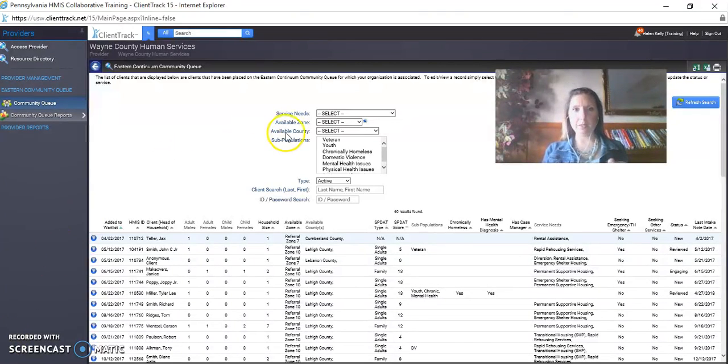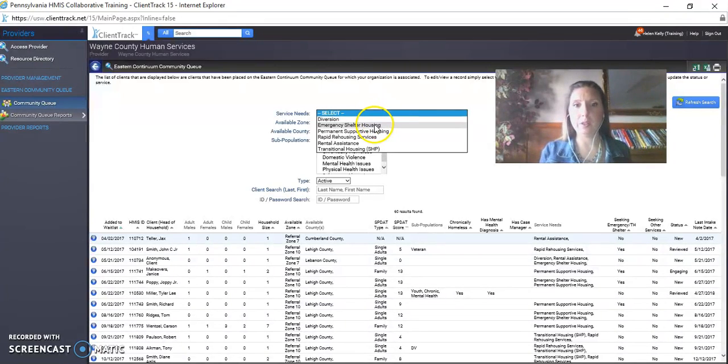So I'm going to start up here with service needs. This is the first way you could drill down. It's here, although depending on what you're using it for, I'd actually caution you against using it too much or relying too much on it.